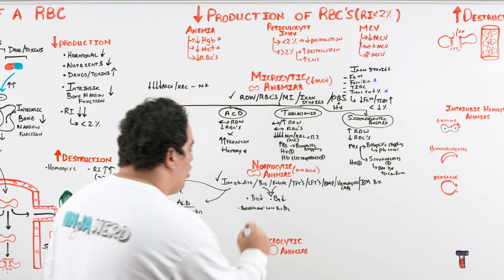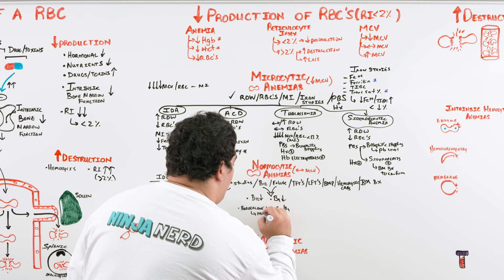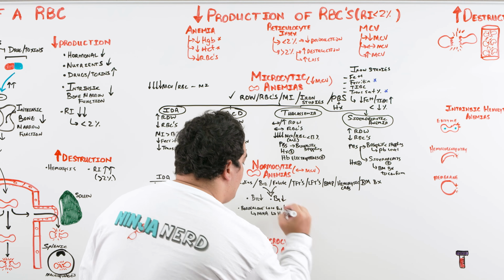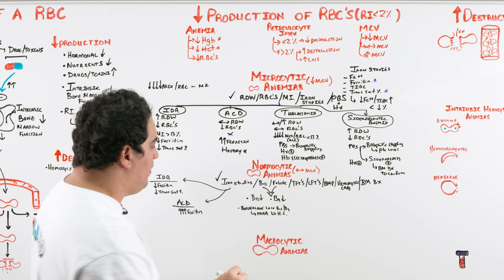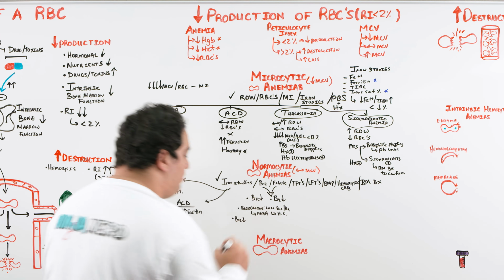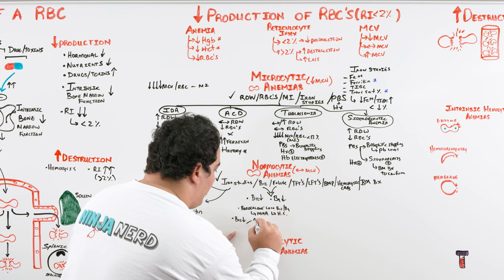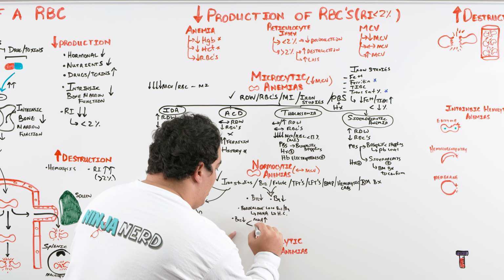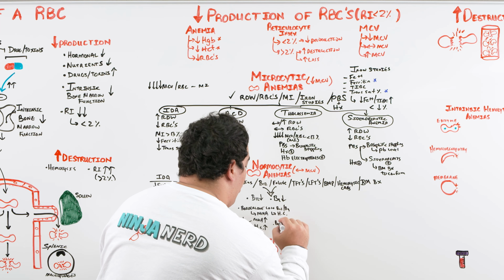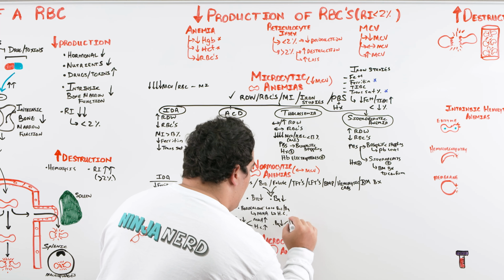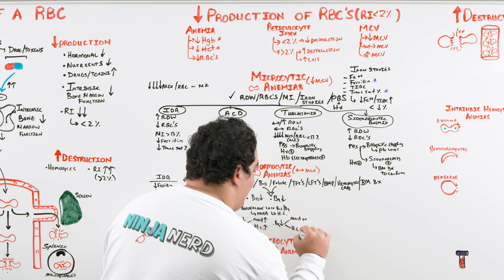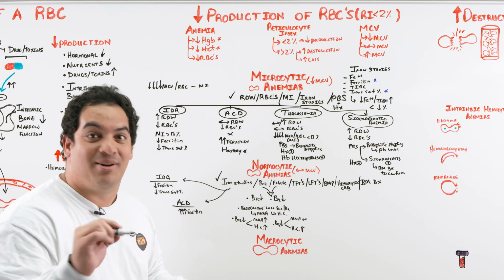If that's the case, what you order here is something called a methylmalonic acid, and you order something called a homocysteine level. In these situations, if it's borderline low and you're not sure which one it is, if it's true B12 deficiency, the methylmalonic acid will be elevated and the homocysteine will be elevated. If it's a B9 or folate deficiency, the methylmalonic acid will be normal and their homocysteine levels will be elevated. Okay, so that's an important thing to remember.